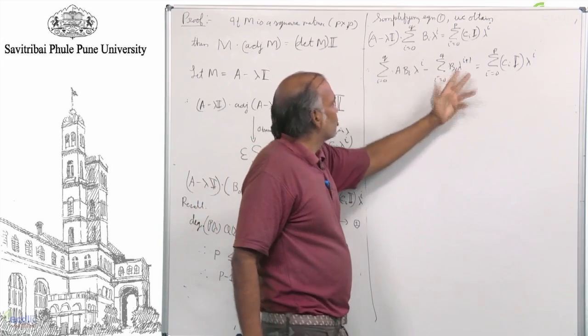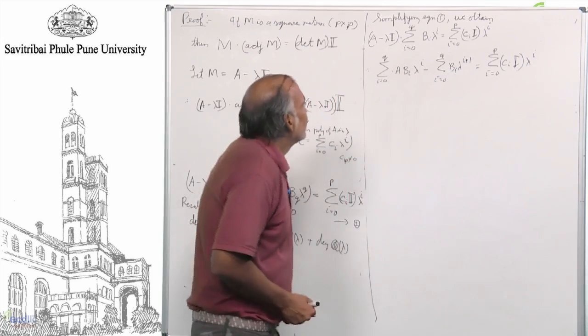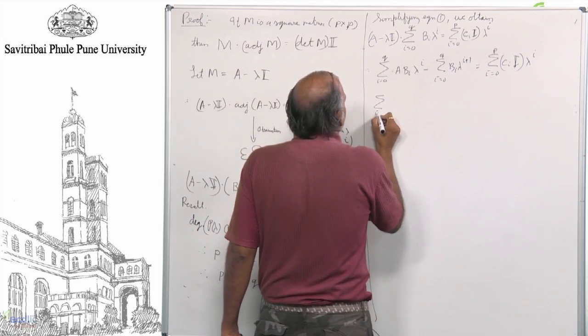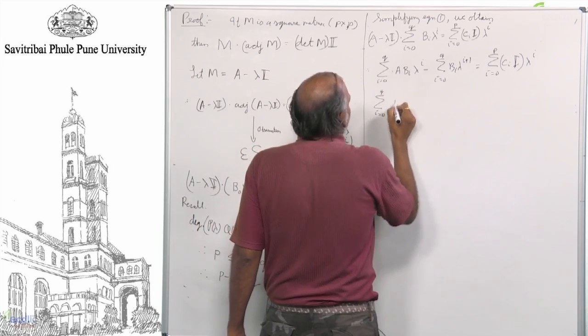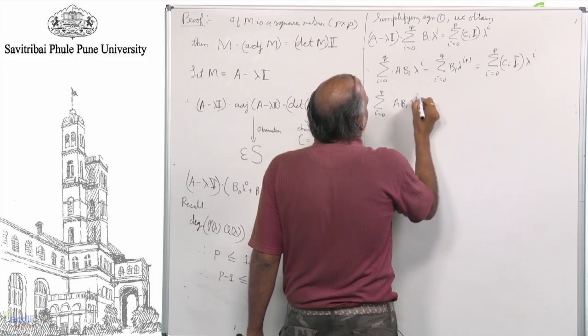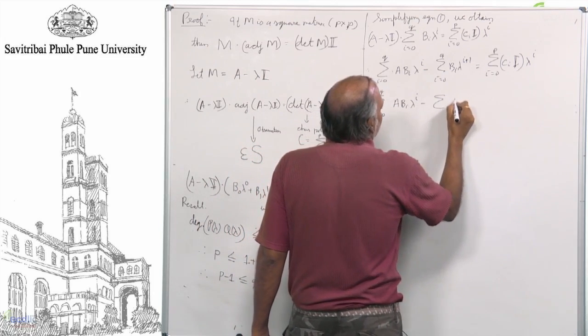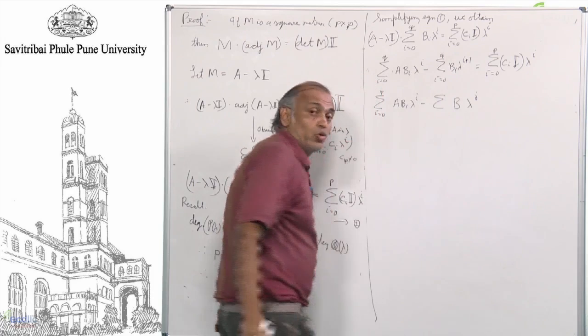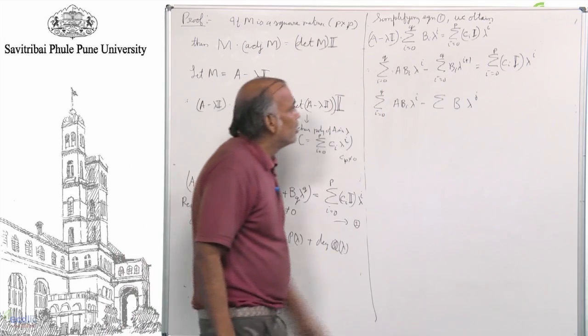Okay, you could call it small m also. So let me call I plus 1 as J. The sum over I equal to 0 to q of A B I lambda to the power I, minus B lambda to the power J. So I've decided to call I plus 1 as J here.